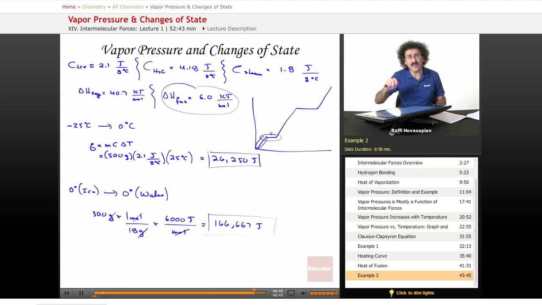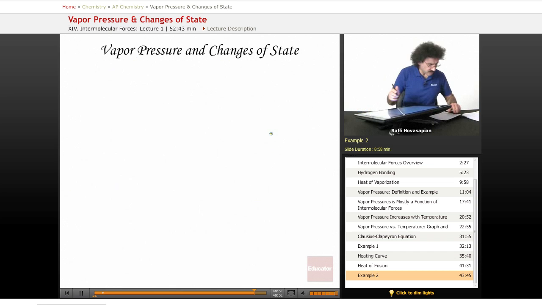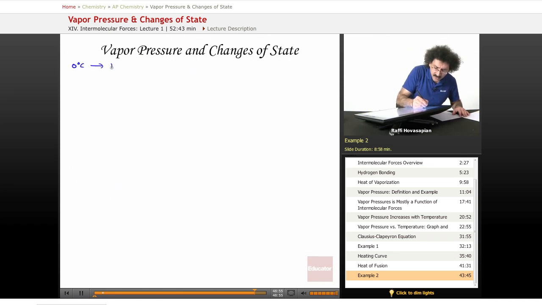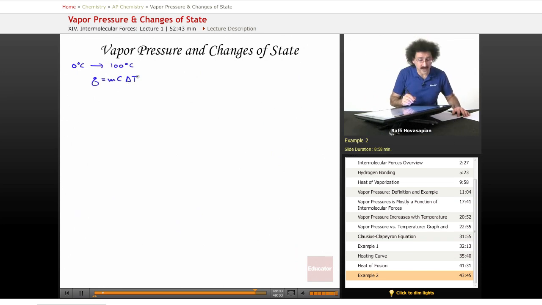Now we need to raise the temperature of water from 0 to 100. So that calculation looks like this. So we have 0 degrees Celsius to 100 degrees Celsius. Again, we go back to the Q equals mc delta T, except now we're going to use the heat capacity 4.18 because now we're talking about a liquid. It equals, again, 500 grams of water. That hasn't changed. 4.18 joules per gram per degree Celsius.